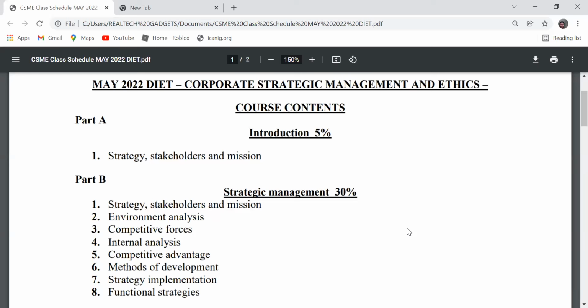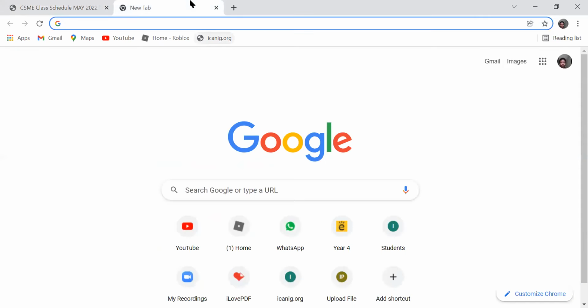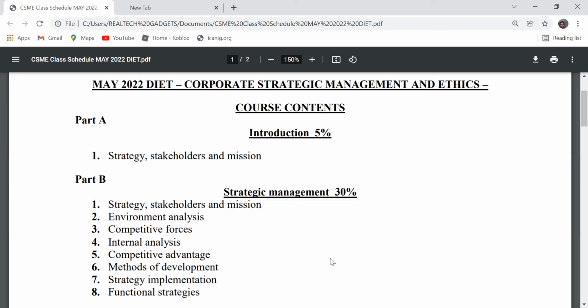And this introduction is also part of strategic management. Strategic management covers 35% of the entire syllabus, and from your study text, it's from Chapter 1 to Chapter 8.